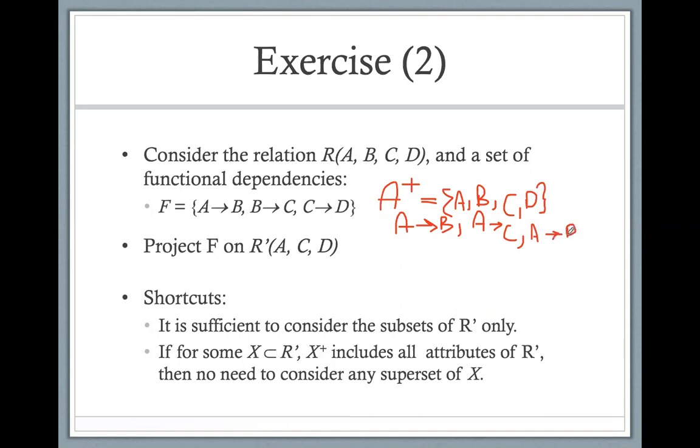Okay. Can compute. Now I'll skip B because B is not part of R dash. So all of the functional dependencies that I would deduce from the closure of B are not relevant. So then I'll go to C directly. The closure of C is C and D. So from this, I get the functional dependency C determines D. And then I'll compute the closure of D. There's no functional dependency with D at the left-hand side.